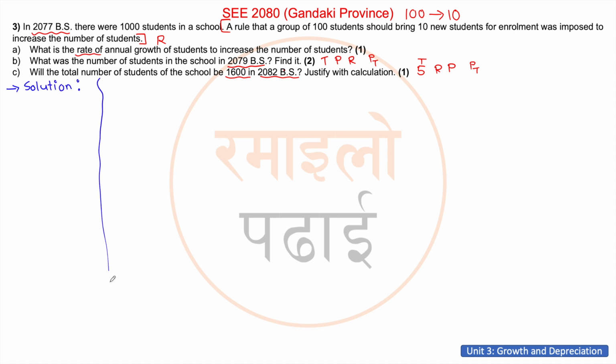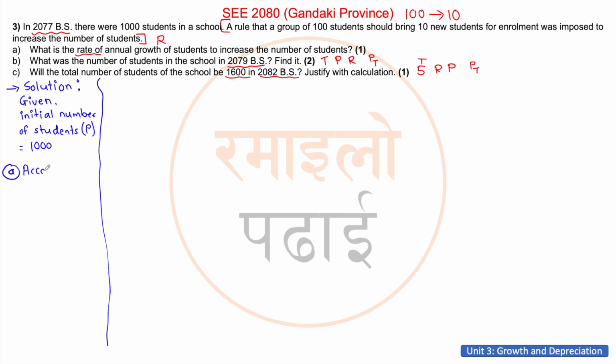Let's write down what is given. We are given that the number of students in 2077 BS is 1000. So the initial number of students, we will write it as P equals 1000. The second one is the statement, so we will not write it as given. We will move on to question number A, and we will read the question again. What is the rate of annual growth of students to increase the number of students?